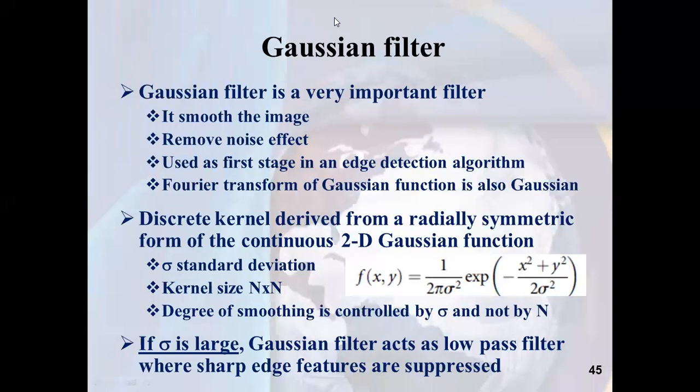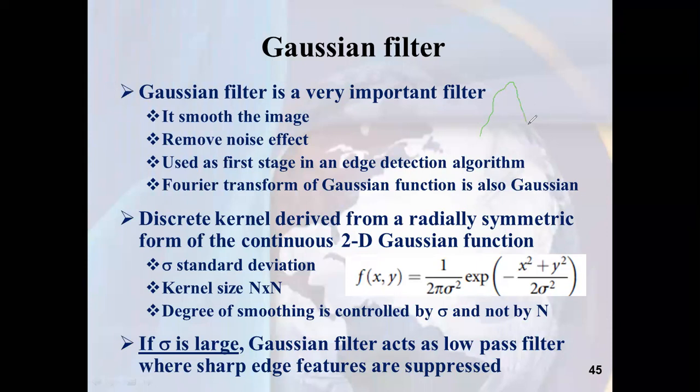So this is the form of the Gaussian. This is the function of Gaussian, and sigma is the value. This is the value of sigma from here to here. So when it gets larger, the shape will be degraded.